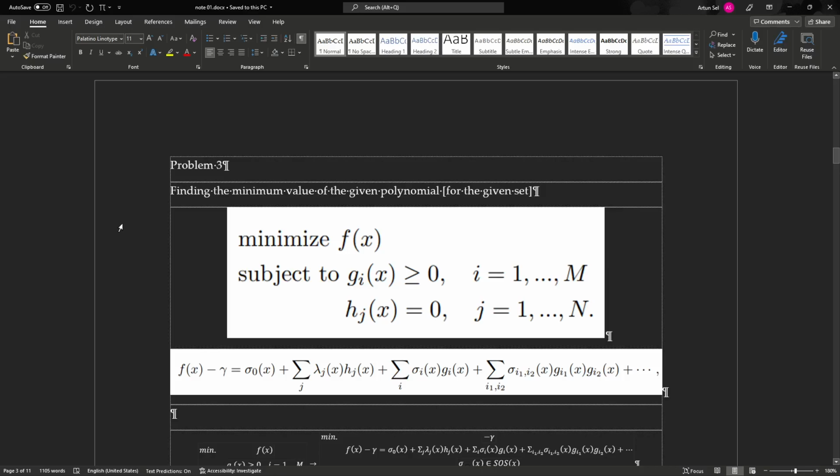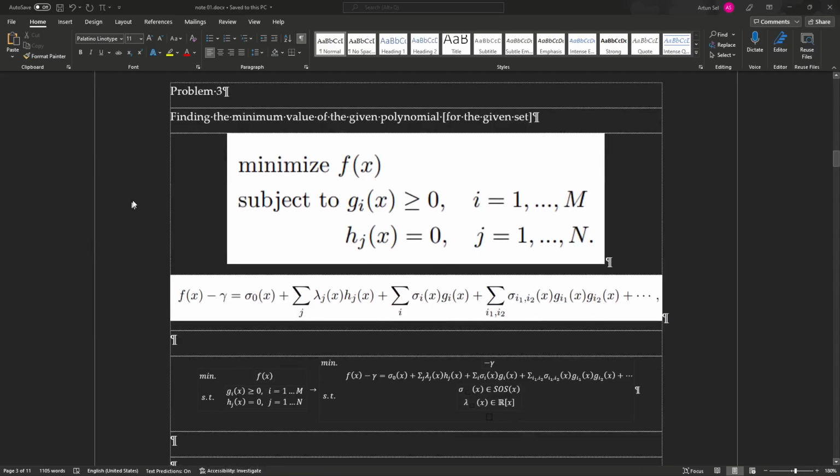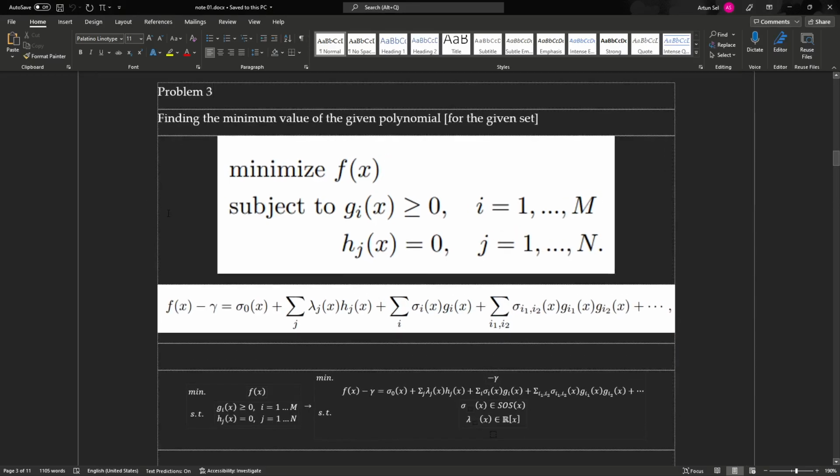Okay, maybe we should look at this. Let me get rid of that. One sec. Okay, this is our problem, right? And to solve that problem, what you need to do is the following. It is similar to the Lagrange multiplier subject.